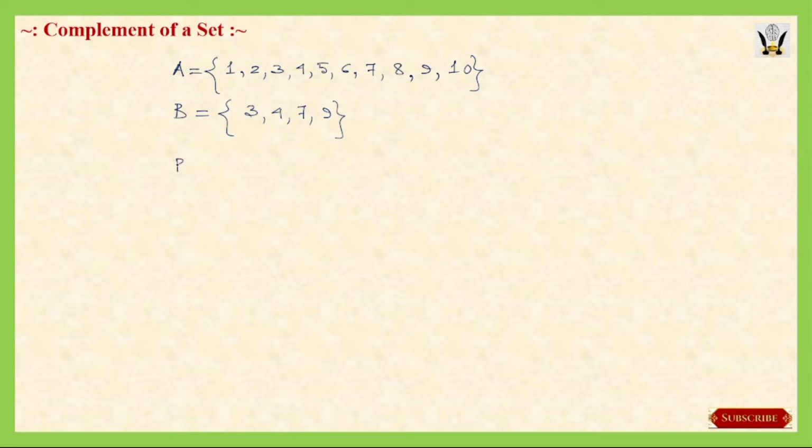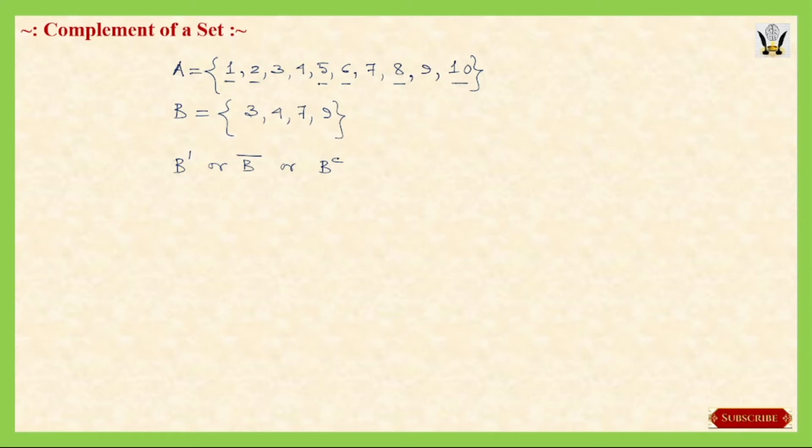So the complement of B will be represented as B prime or B dash, or we can represent it as B bar, or as B superscript C. C stands for complement. Now here B has elements 3, 4, 7, 9. So from A we have to see what the elements are that don't belong to B. So with respect to A, the elements are 1, 2, 5, 6. Then we have 7 in B, so 8, and then we have 9 in B, so 10.